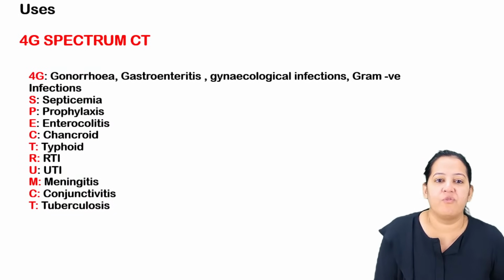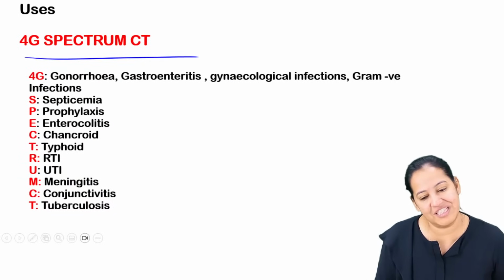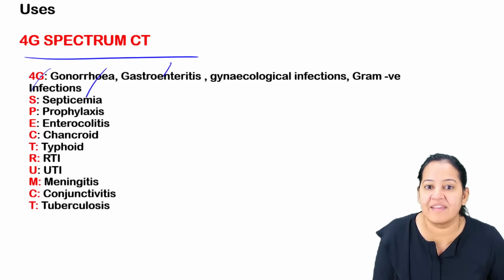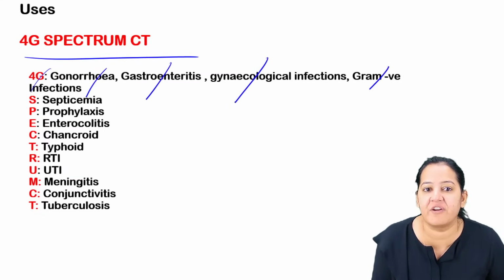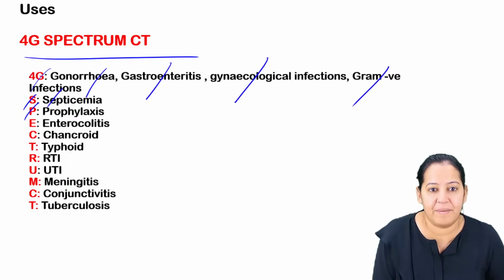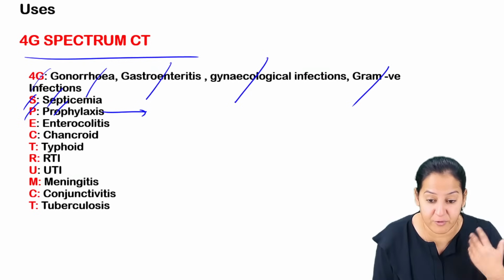The uses are 4G spectrum CT. This is the mnemonic. There are 4G. It is the first choice in gonorrhea, gastroenteritis, gynecological infection, and gram-negative bacteria. S is septicemia. P is prophylaxis. It is given as prophylaxis before surgery.